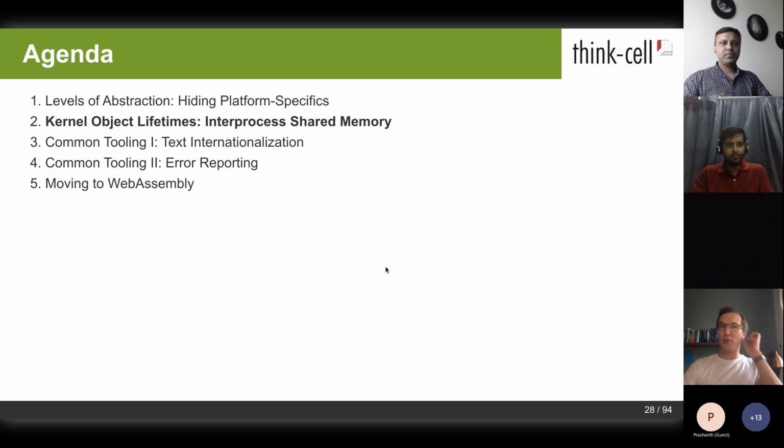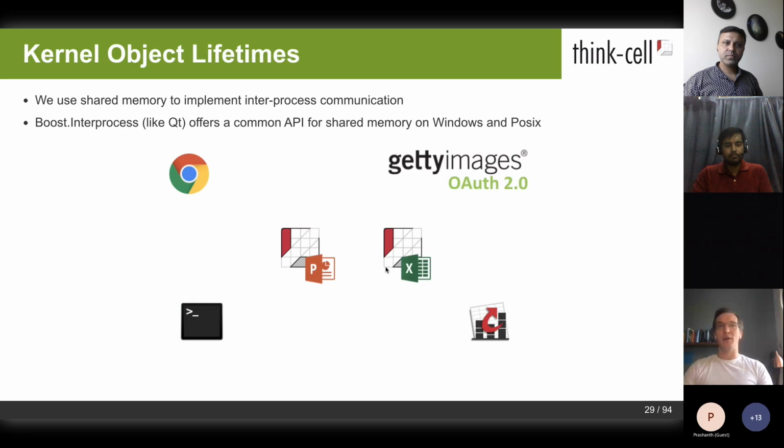Okay, so when you're programming, sometimes you actually have to interact with objects that your operating system hands you, that can have very different behavior and very different lifetimes on your different operating systems. One such case that we encountered is the implementation of shared memory on Windows and all Unix systems, essentially. We use shared memory to implement inter-process communication.